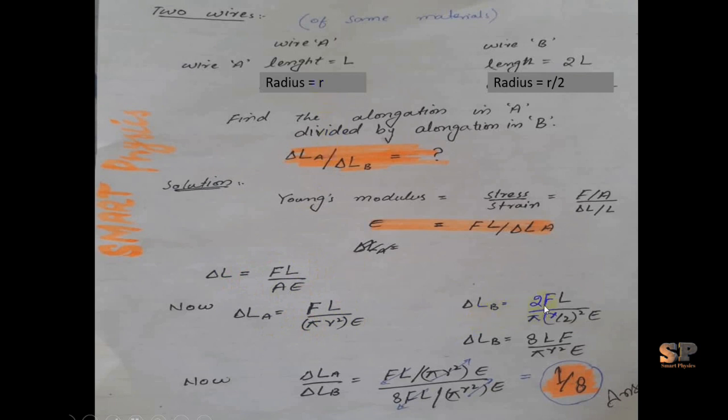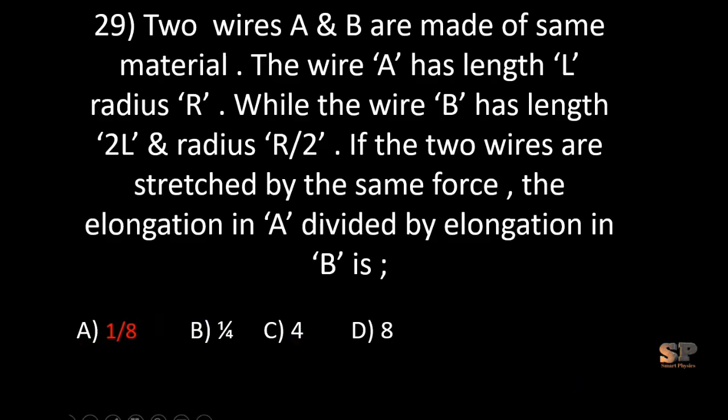Elongation in B will be equal to 2FL. We write 2L instead of L, and area will be pi R by 2 whole square because we have radius R by 2. And one thing you should remember that the area of any wire is pi R square. Now their ratio will be this one, and by simplifying this will be cancelled with this one and FL will be cancelled with FL. Therefore, the only thing which will remain will be 1 over 8. लिहाजा हमारे पास दुरुस्त ऑप्शन 1 over 8 होगा, which is option A here.